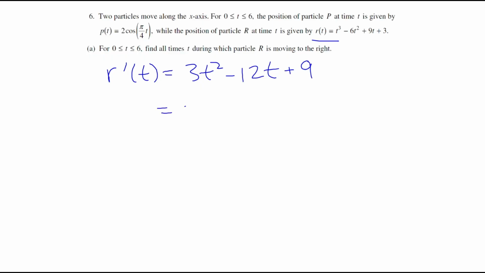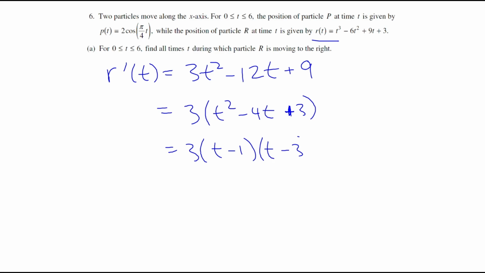We should be able to factor out a 3 from all of that, making this a little easier to look at here. And we'll then factor it again into t minus 1 and t minus 3. And in order to figure out when this is equal to 0, we just use the zero product property and say, well, t equals 1 and t equals 3 is what makes this equal to 0. And we'll make a little sign chart here.